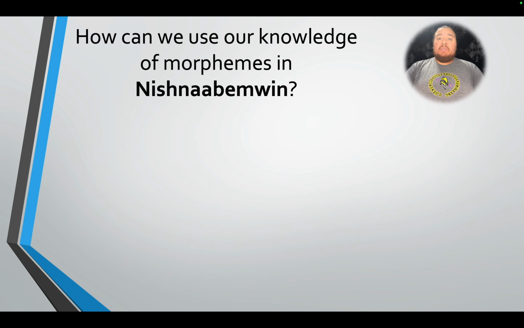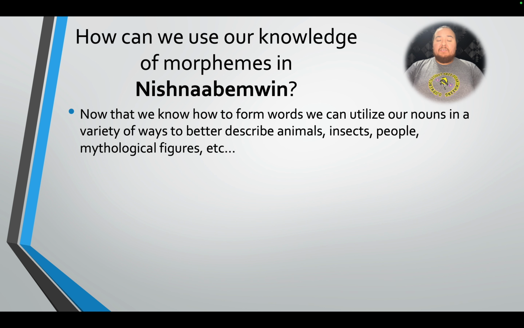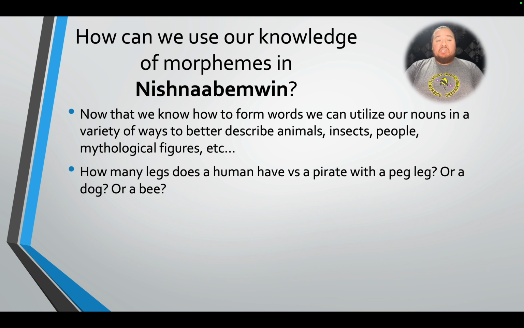Alright, so how can we use our knowledge of morphemes in Nishnaabemwin? So now that we know how to form words, we can utilize our nouns in a variety of different ways to better describe animals, insects, people, mythological figures, aliens, what have you. So how many legs does a human have versus a pirate with a peg leg, or a dog or a bee? These can sound very alien-like in natural circumstances, but these are things that are in nature already.